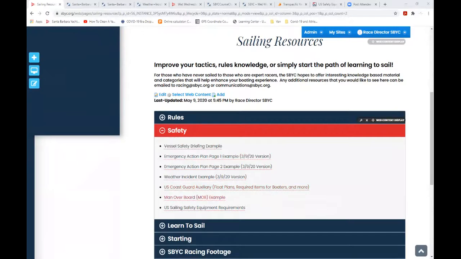I put on a man overboard example, and you'll notice all these say examples because it's an example of what one might look like. It's not saying you should do it exactly that way. It's an example of it. And then of course the U.S. Sailing safety equipment requirements, which is the last thing I wanted to visit.